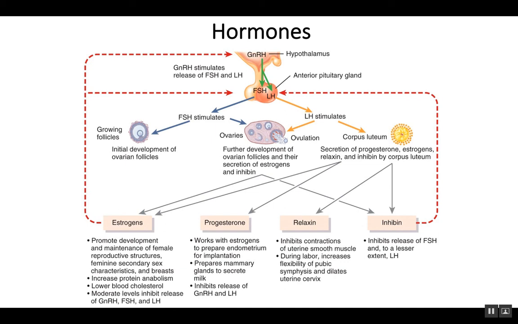You'll notice the name relaxin. It relaxes a lot of tissue like muscle. So it inhibits contractions of the uterus. So it relaxes the uterus so it can accommodate a developing organism. Towards the end of pregnancy, it relaxes the pubic symphysis. So it helps to open up the hips for childbirth. It also is involved in dilating the cervix. So the cervix can open and allow the baby to leave the uterus.